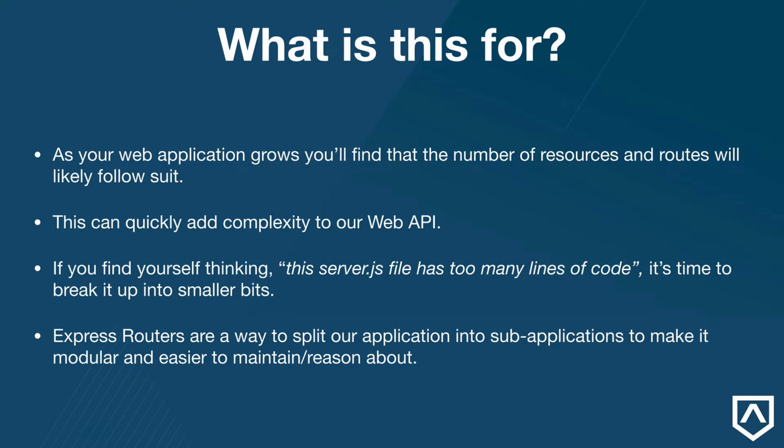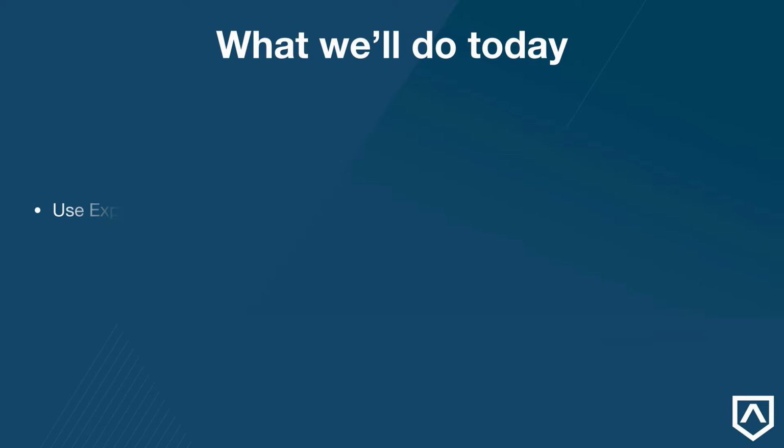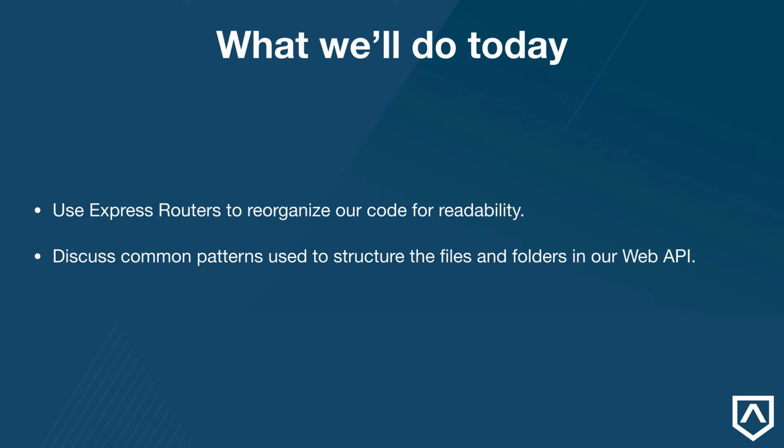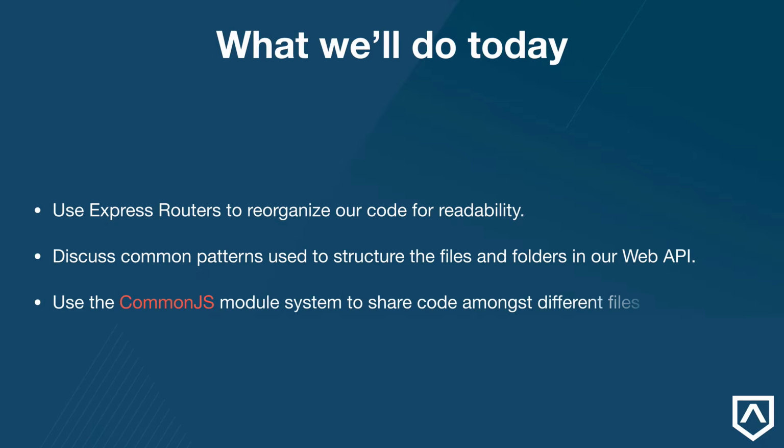And what we're going to do today is really just build this all from scratch. First, we're going to use Express routers to reorganize our code for readability. We're also going to discuss common patterns used to structure the files and folders in our web API. And then we're also going to make sure that we have a good refresher of CommonJS, the module system that we use to share our code amongst different files.